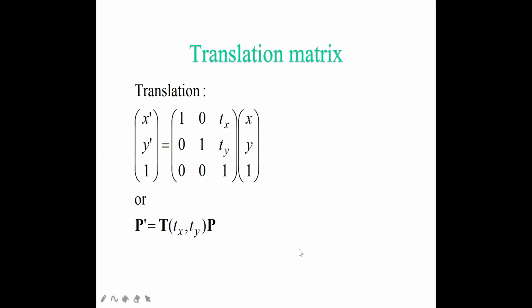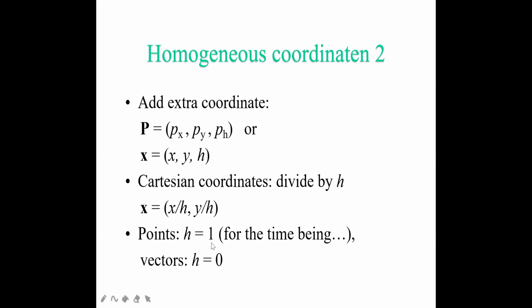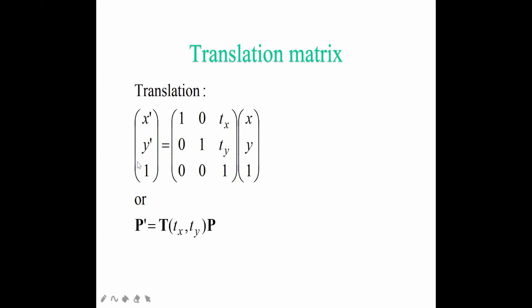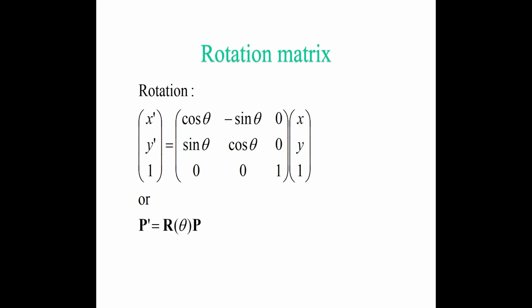So now here you can see the translation matrix. I already discussed how the translation matrix looks in homogeneous coordinates. We have to add 1 because here you got h equal to 1. Due to this reason, we have to add 1. So x dash, y dash, 1, then you write this translation vector and multiply with x, y and 1. Otherwise, you can write it another way: P dash equals translation vector of tx, ty into P. These things I have already told.